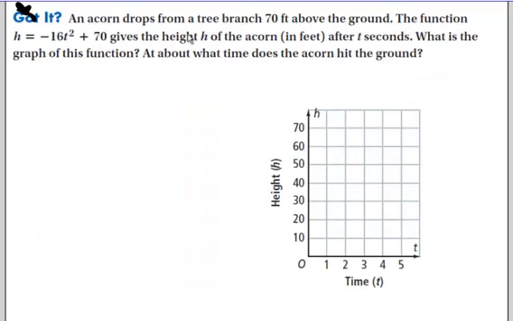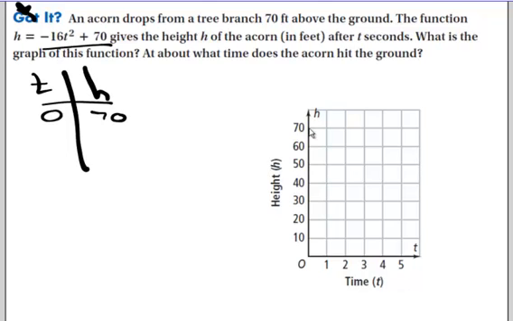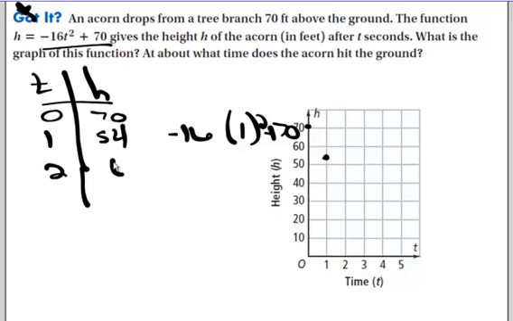And the last thing we'll do is actually apply it. So if an acorn drops from a tree branch 70 feet above the ground, here's the function that they give us. H is the height in feet after t seconds. So we're going to work on seconds and height. After 0 seconds, it's still in the tree, so that's at 70. After 1 second, we're at 54. So we plugged in negative 16 times 1 squared plus 70. We got 54. 2 seconds means we're going to have 2 squared. We're going to have 6 feet, so 2 is at 6 feet. And 3 is going to be at negative 74. Negative 74, so that's going to be way down here someplace.